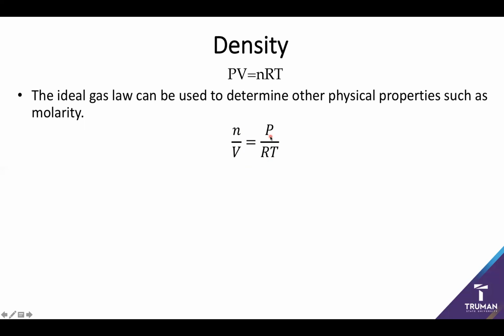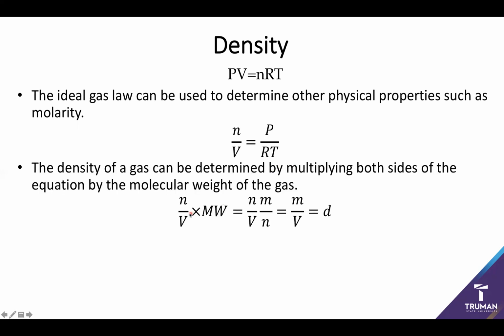However, a lot of times, instead of trying to measure molarity, we often measure the density of a gas. And in order to do this, we can multiply the left side of our equation by molecular weight. Now, to logic this out in terms of units, this is going to be moles per volume. Then we can multiply this by mass per moles. And the moles end up canceling out, and we end up with mass per volume. And that's another way of talking about density.